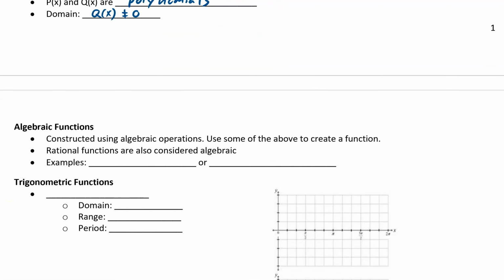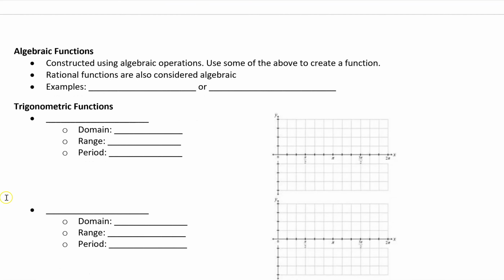And now if we start putting them together, we get algebraic functions. Algebraic functions are constructed using algebraic operations. We use some of the above to create a function. So rational functions are also considered algebraic functions. If we did something like this, x squared plus the square root of x, we call that f of x, that is an algebraic function. We've mixed our polynomial with our radical.